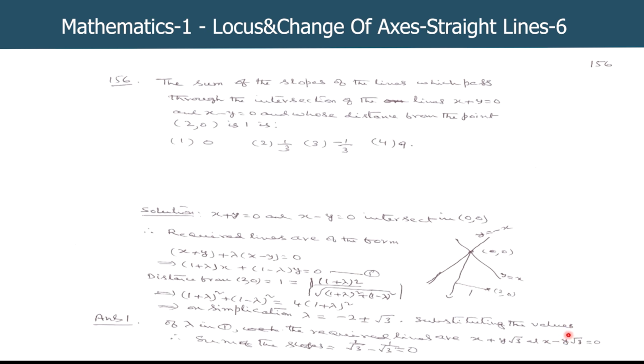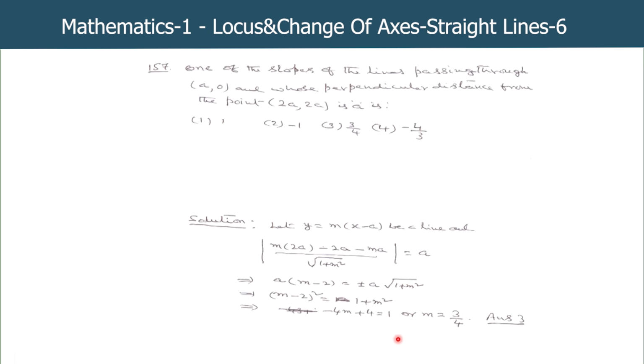Therefore, the sum of the slopes: for one line the slope is minus 1 by root 3 and the other is plus 1 by root 3. So the sum of the slopes is equal to 0, which is option number 1.